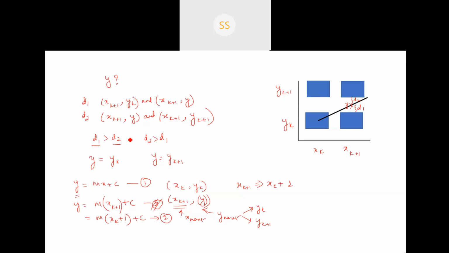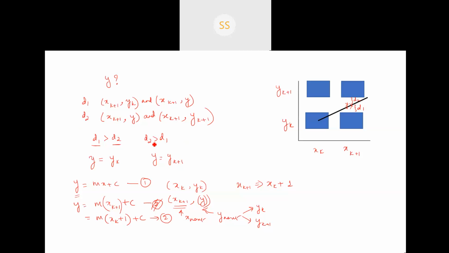Now, how do I assign the value of y? It will depend on which is less. Is d1 less or d2 less? If my d1 is less, my y value will be yk. If this distance, d2, is less, then obviously y is going to have the value yk plus 1. That is, this particular position is going to be taken.